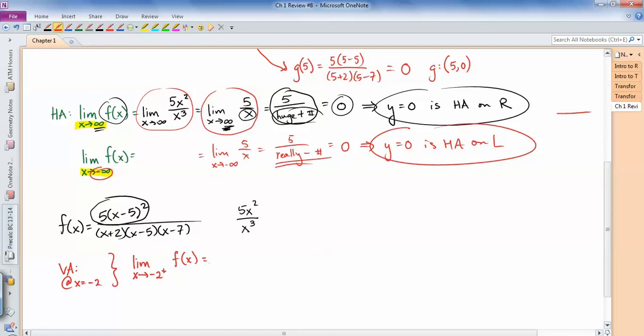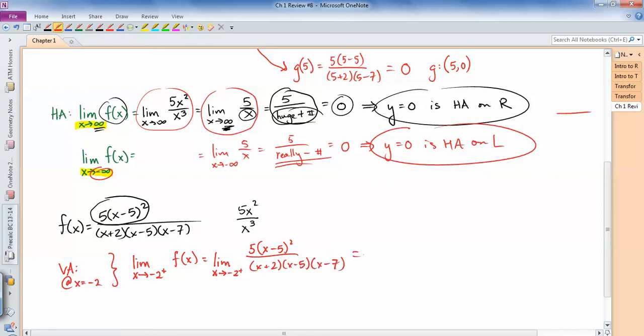Let's see. Well, okay, we can analyze this. This is going to be more for chapter 2, but if you're interested, you can take a look. So as x goes to negative 2 from the right side, I'm going to write the function out here. It's 5x minus 5 squared over x plus 2, x minus 5, x minus 7.